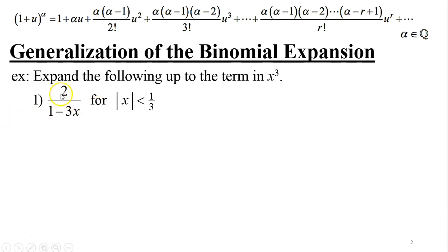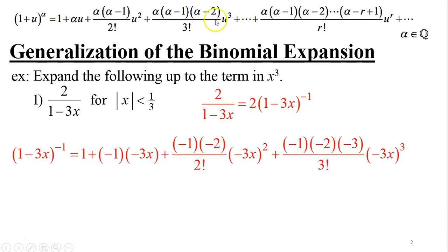So we're first going to start by writing this expression 2 over 1 minus 3x in the given form at the top, 1 plus u to the alpha. So we know that 2 over 1 minus 3x is in fact 2 times 1 over 1 minus 3x, which leads to 2 into 1 minus 3x to the negative 1. So over here, u is negative 3x and alpha is negative 1.